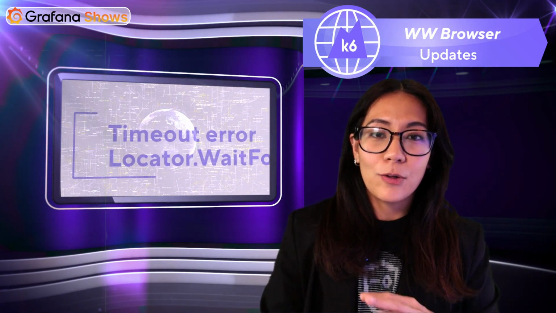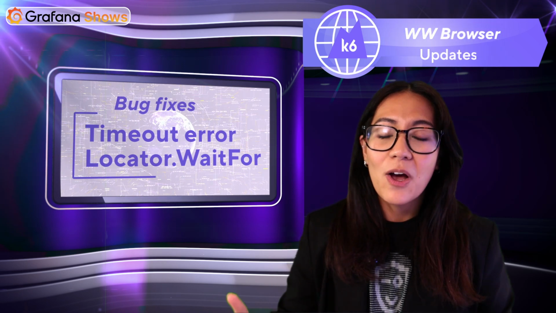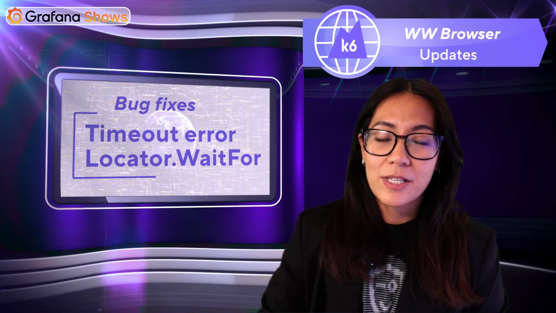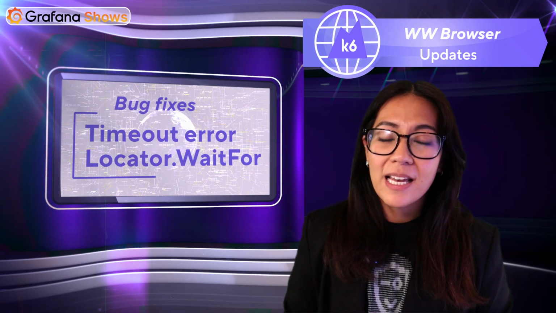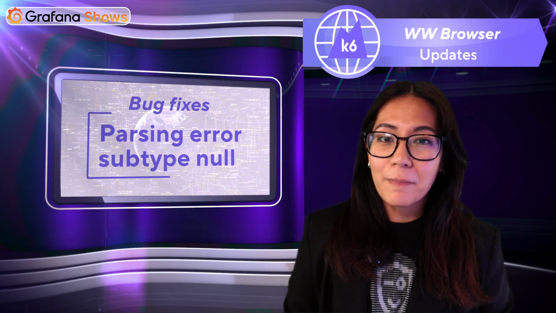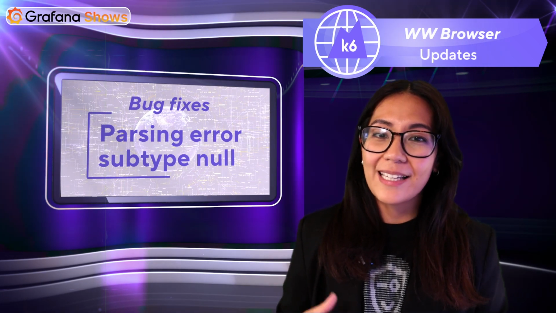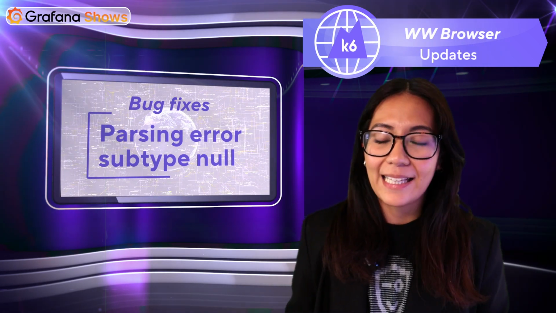There were also bug fixes released as part of this latest version. The first one was to fix a timeout error in the locator.waitFor functionality whenever the state option was either hidden or detached. The second was to fix this error that happens when you navigate to a page that prints null messages on the console, and k6 browser was mishandling these messages and returning an error instead. Those two bug fixes have now been released for you.